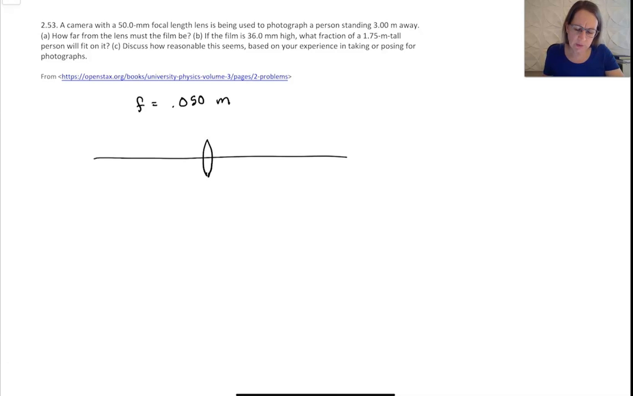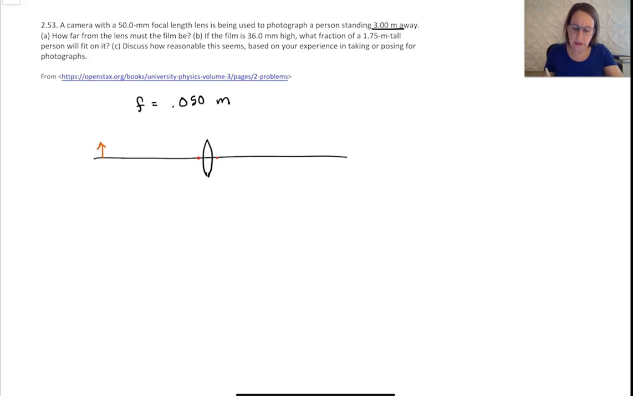It's used to photograph a person standing 3 meters away. So this is like 5 centimeters versus 3 meters. So this is not going to be to scale at all. Here's the focal length. And then here's the object that we're taking a picture of.